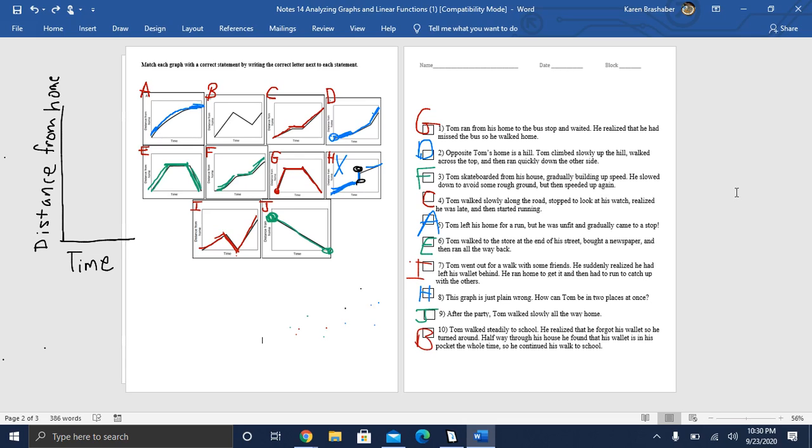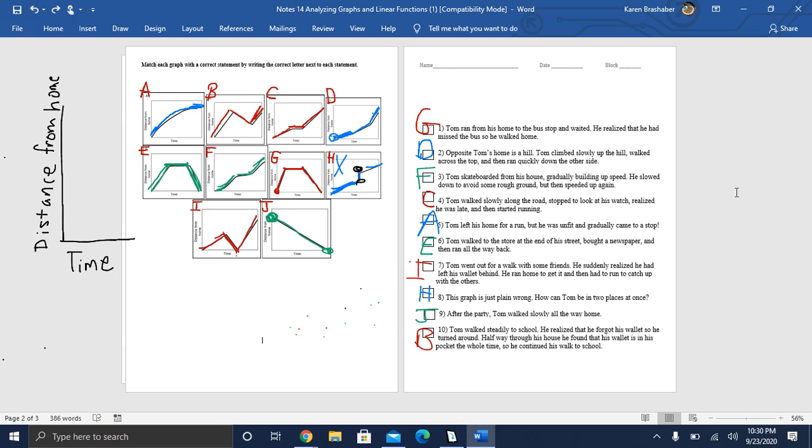We'll take a look at it. It says Tom walked steadily to school. He realized that he forgot his wallet, so he turned around. So he's getting farther from home. He turns around, so he's starting to go back toward home. But halfway through, he found his wallet, and so now he's getting further away from home again because he turned around and went back to school.